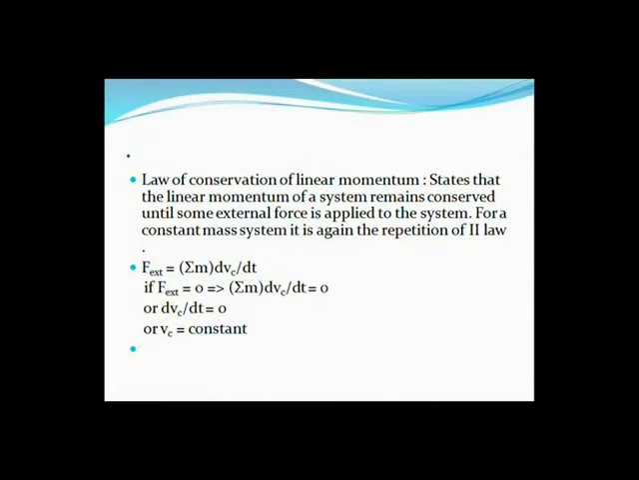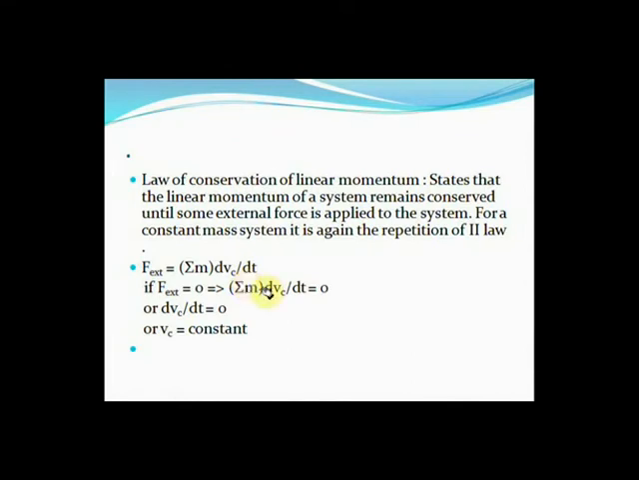Now we will see how law of conservation of linear momentum is consistent with the Newton's second law. This law states that the linear momentum of a system remains conserved until some external force is applied to the system. So we know that the linear momentum of a system, that is P system, is equal to sigma m into Vc, where sigma m is the total mass of the system and Vc is velocity of its center of mass.